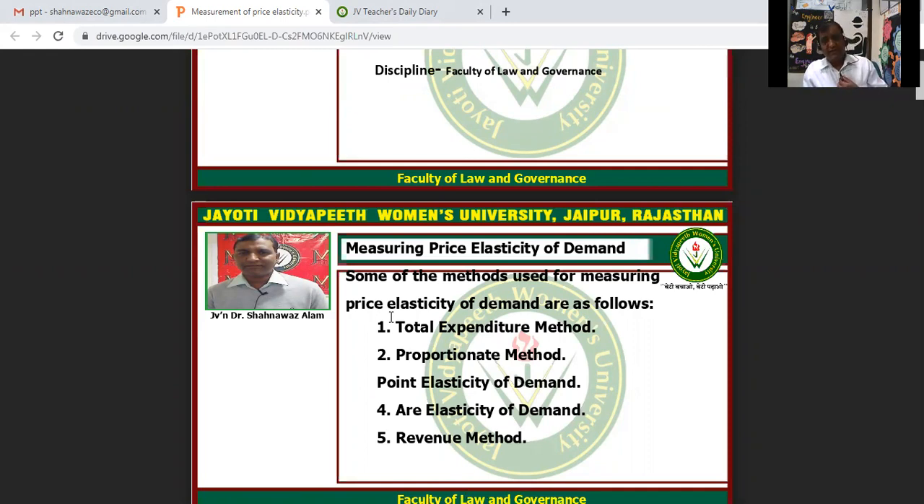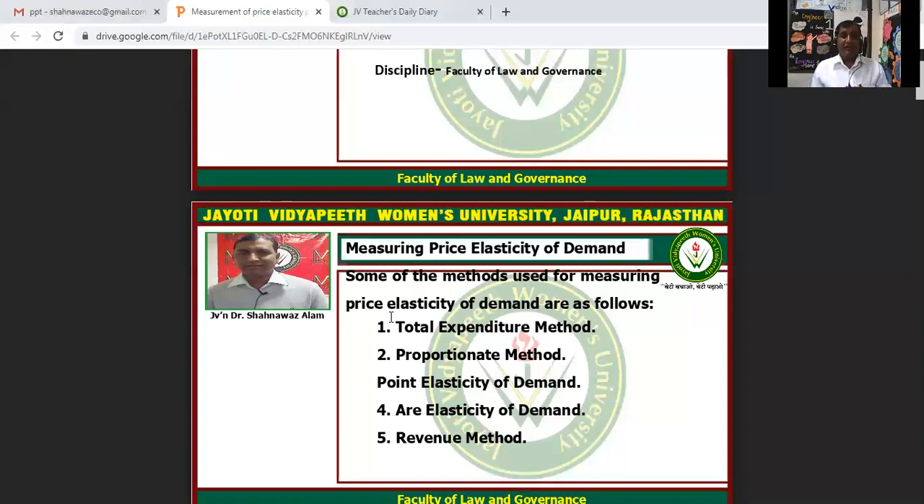Basically, we generally classify the measuring of elasticity of demand into three parts. First, percentage method or proportionate method. Second, total expenditure method or total outlay method. And third is geometric method. Geometric method is also divided into two parts, arc method and point method.